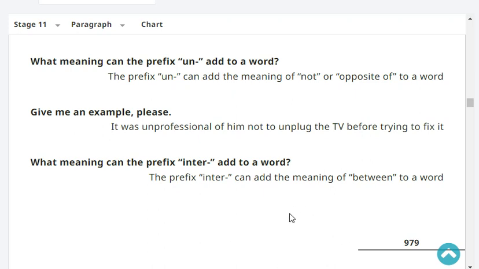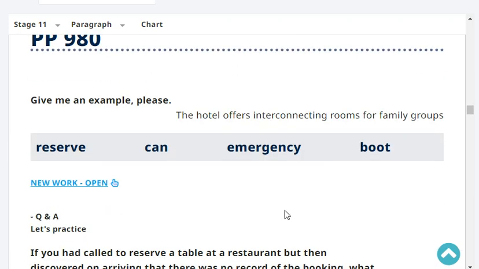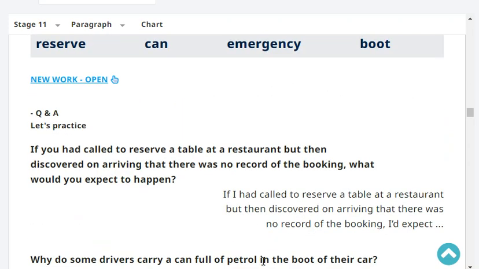What meaning can the prefix inter add to a word? The prefix inter can add the meaning of between to a word. Give me an example, please. The hotel offers interconnecting rooms for family groups. Very good.